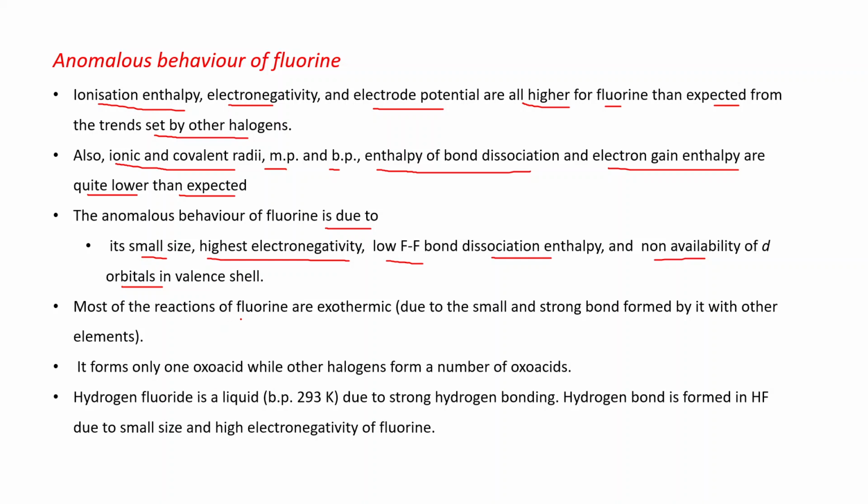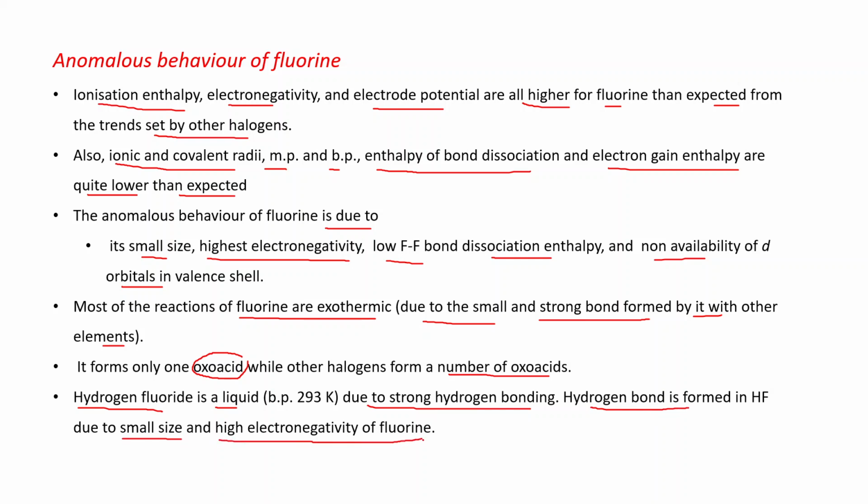Most of the reactions of fluorine are exothermic. Why? Due to the small and strong bond formed by it with other elements. It forms only one oxo acid. What is this oxo acid? We will discuss it in the next video. Other halogens form a number of oxo acids. Hydrogen fluoride is a liquid, due to strong hydrogen bonding. Hydrogen bonding is formed in HF due to the small size and high electronegativity of fluorine.